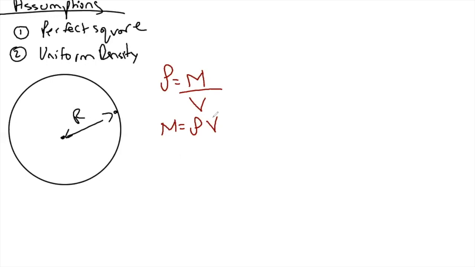Now, I know that there's a formula for volume. Can anyone remind me? What's the formula for volume of a sphere? We're not talking about circles, by the way. This is a sphere. This is 3D, by the way. So yeah, what's the formula for volume? Exactly. It's 4 by 3 pi r cubed.